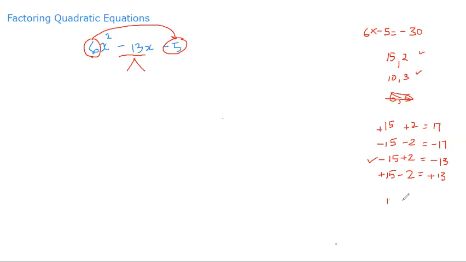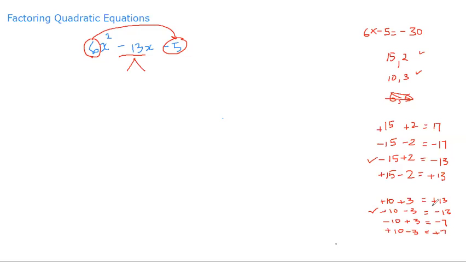So we have 10 and 3. Plus, you're going to get positive 13 here. I can also do negative 10 and negative 3. That gives me the negative 13 as well, so that's a possible one. There's negative 10 and plus 3. That doesn't work because I get negative 7 there. And then plus 10 and negative 3. That doesn't work because I get plus 7 there.